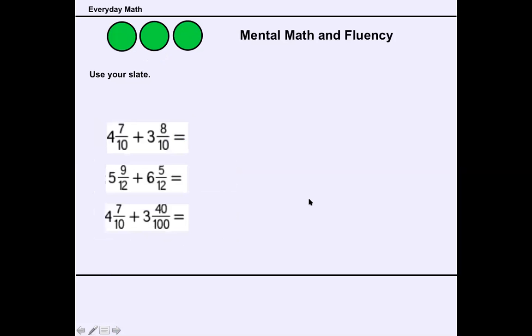Our last slide for mental math. Remember, this is the most difficult slide. So our equations are 4 7/10 plus 3 8/10, 5 9/12 plus 6 5/12, 4 7/10 plus 3 40/100. Please pause this video to figure out the solutions and then resume the video once you have your answers. All right, let's move to the next slide.